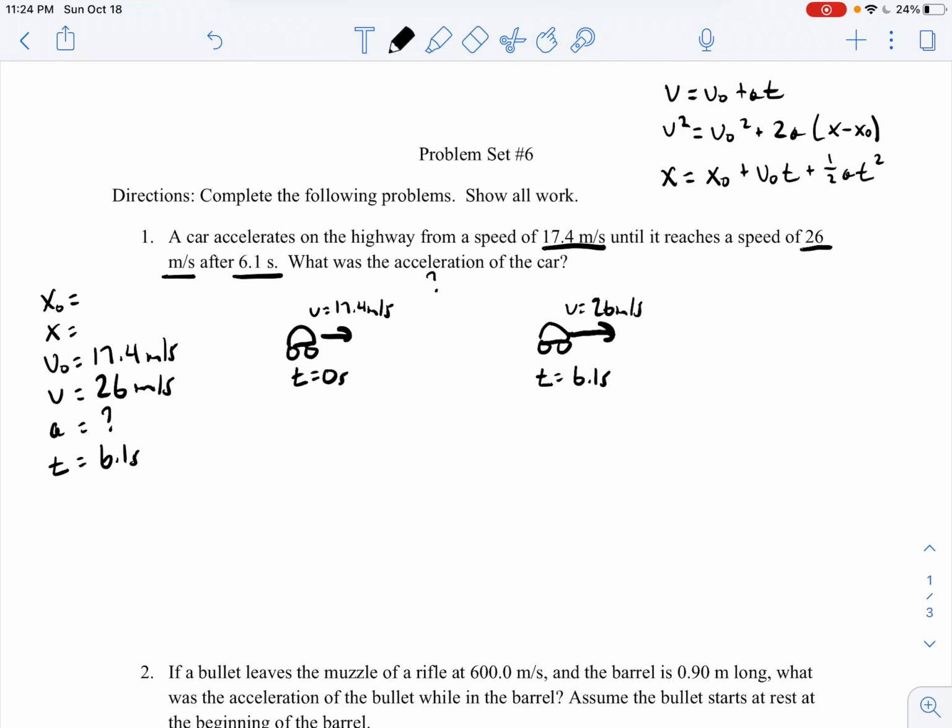So in looking at what we have here, again, we know initial velocity, final velocity, time, and we're looking for acceleration. So based upon these 4 variables, if I scan through our 3 equations at the top, we can't use our second one because we don't have any information about position. We can't use our third one either because we don't have any information about position. So that means I'm going to want to use our very first equation here.